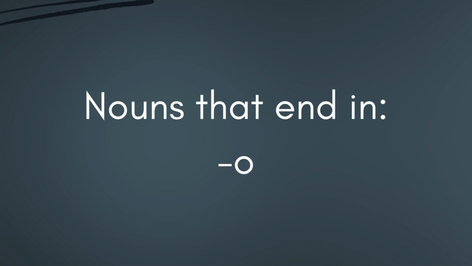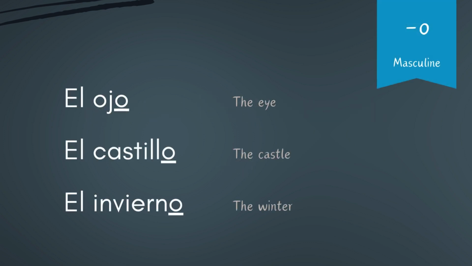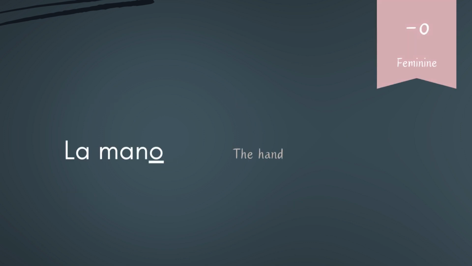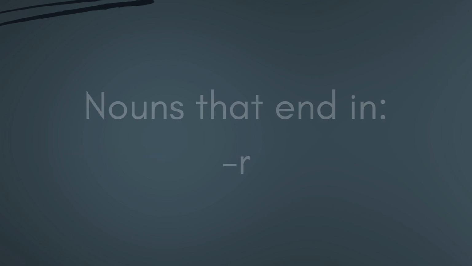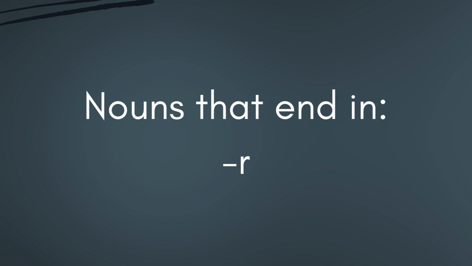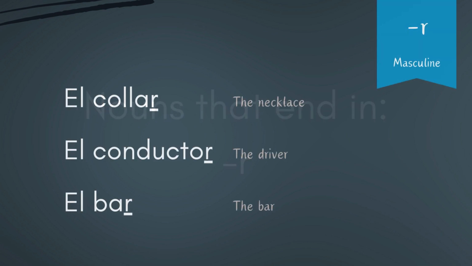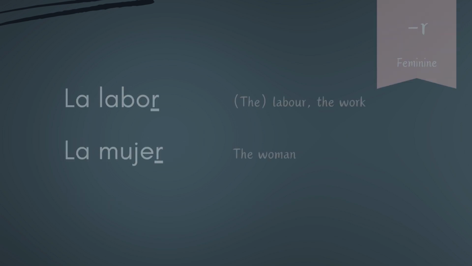Most nouns that end in an O are masculine, like el ojo, el castillo, el invierno. Very few of them are feminine, like la mano. Nouns ending in an R are generally masculine, such as el collar, el conductor, el bar. There are a few that are feminine, like la labor, la mujer.